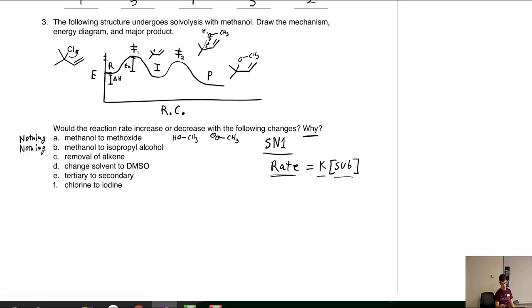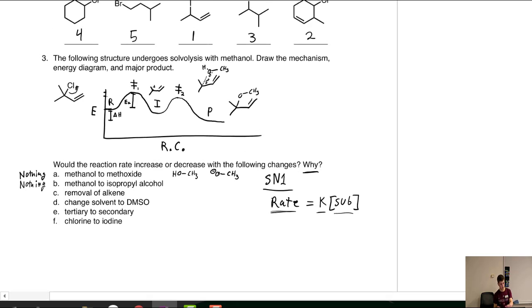Because it's independent. You could also argue it would decrease. It depends why. If they're saying this is the product, and now you have a competing nucleophile that was also able to bind to it. So it depends on your answer, but this is the official answer. But you would probably get credit if you argued that. So it all depends on how you're thinking about it.